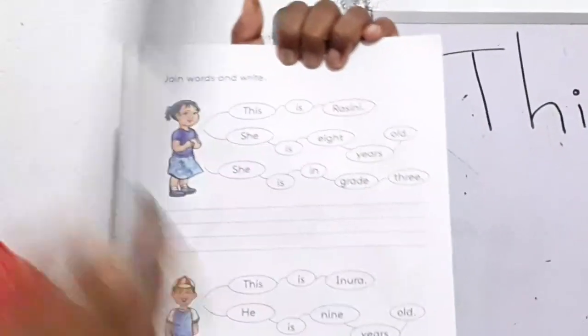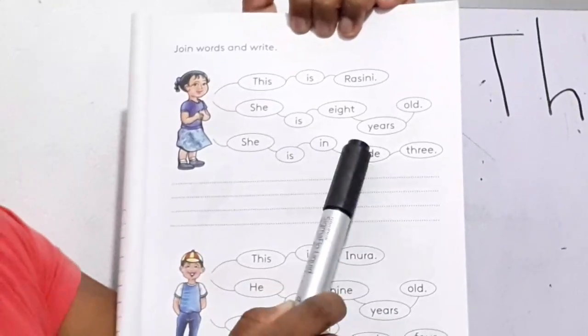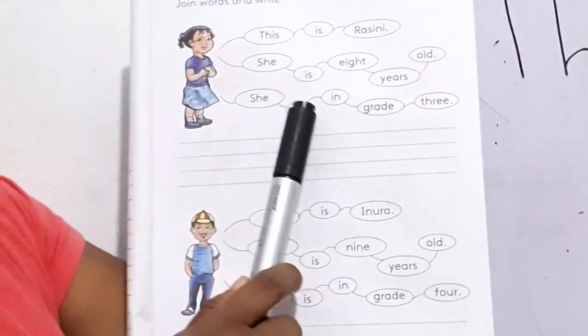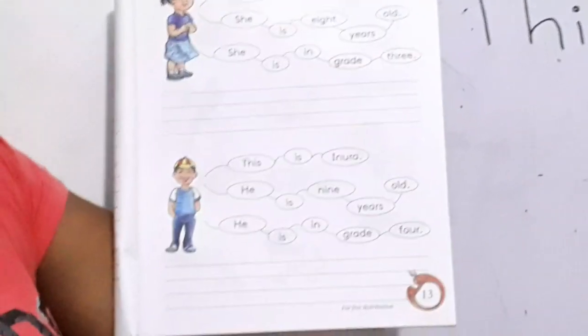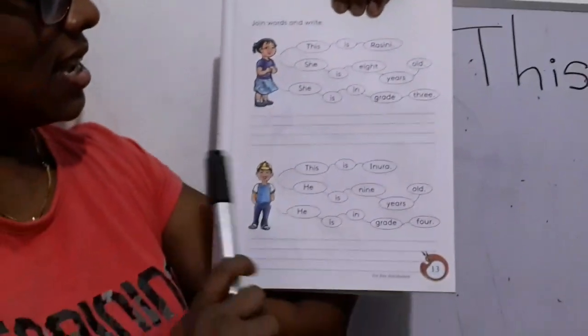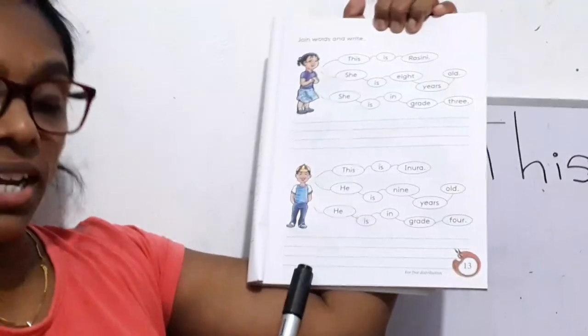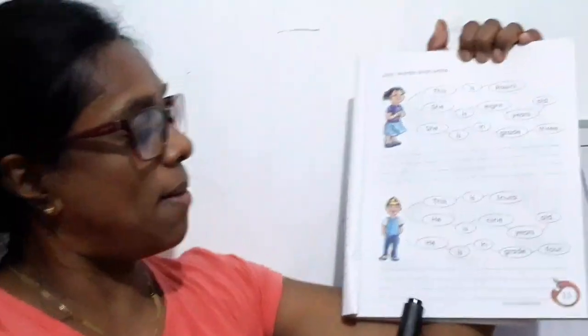Last sentence. Take another color and color the words in the chain. And what is the sentence you built here? She is in grade 3. She is in grade 3. Right. Like this. The same way you must do this one and find 3 sentences and write them down. Okay. It's your work. Okay. Enough for today. Goodbye, children.